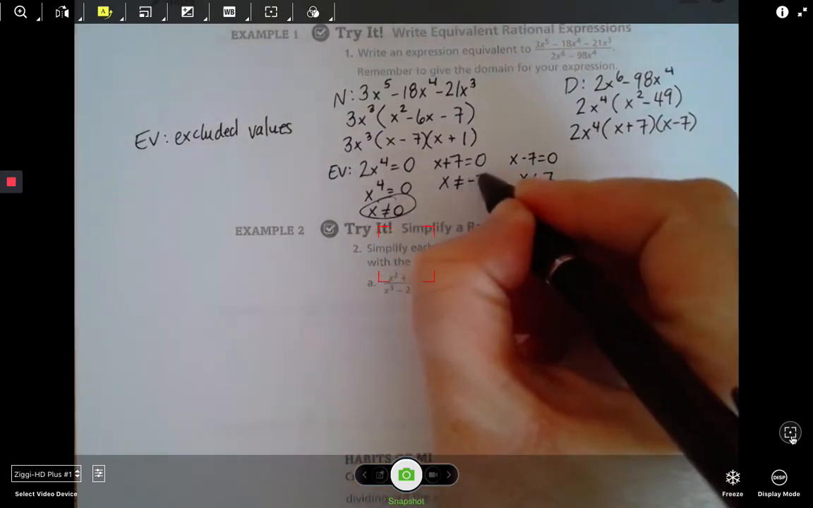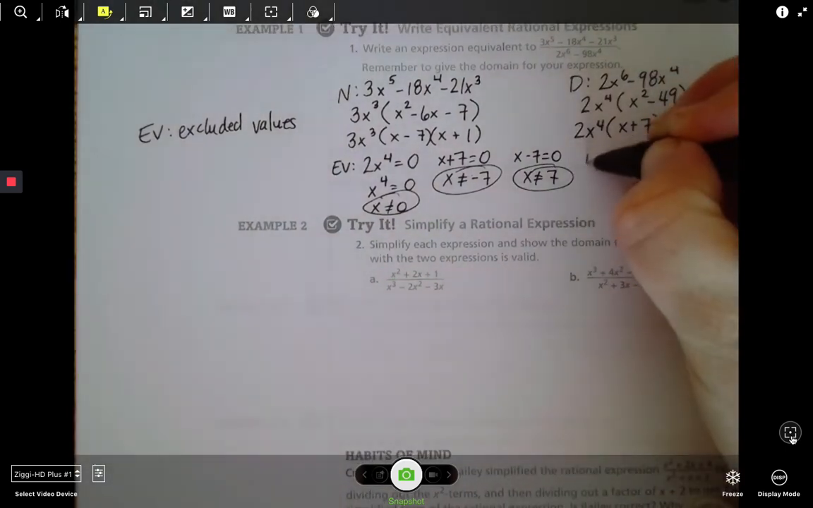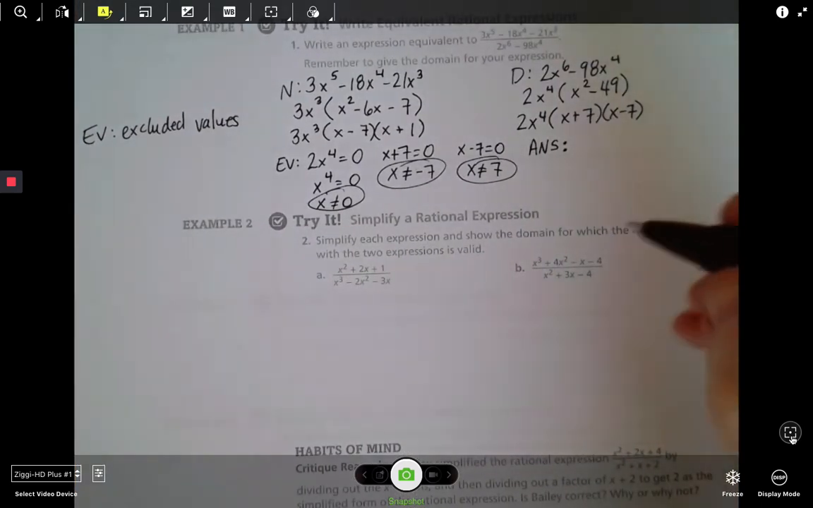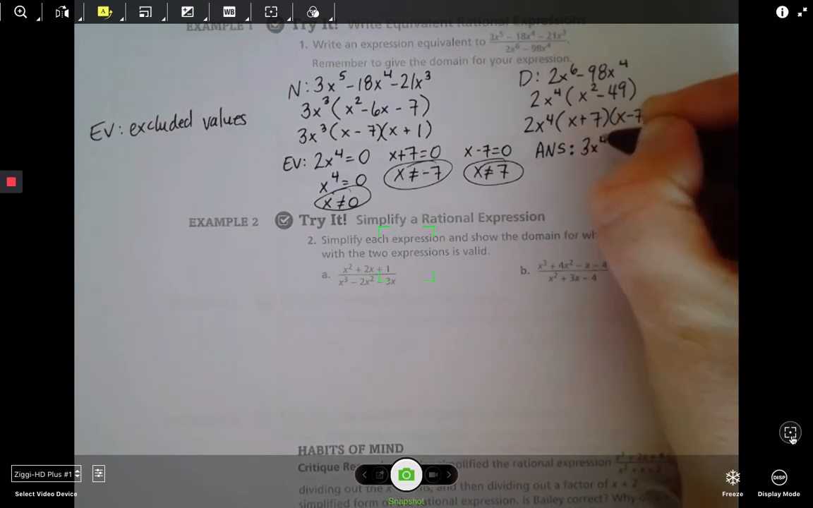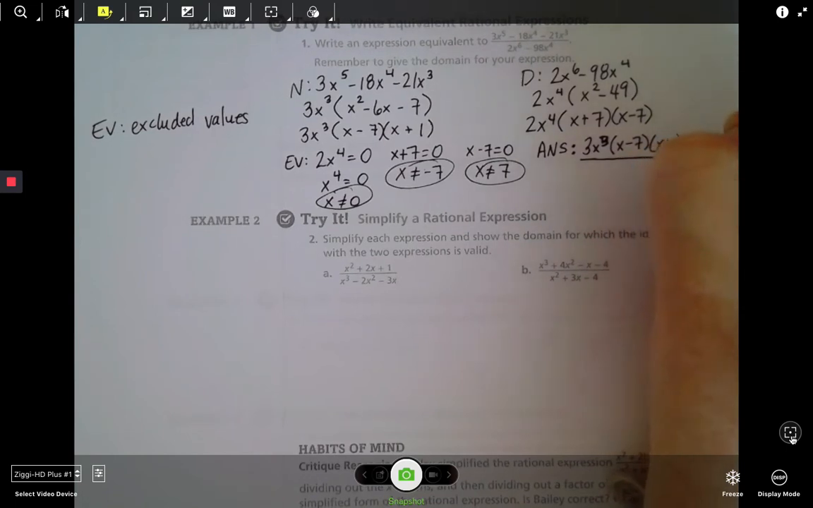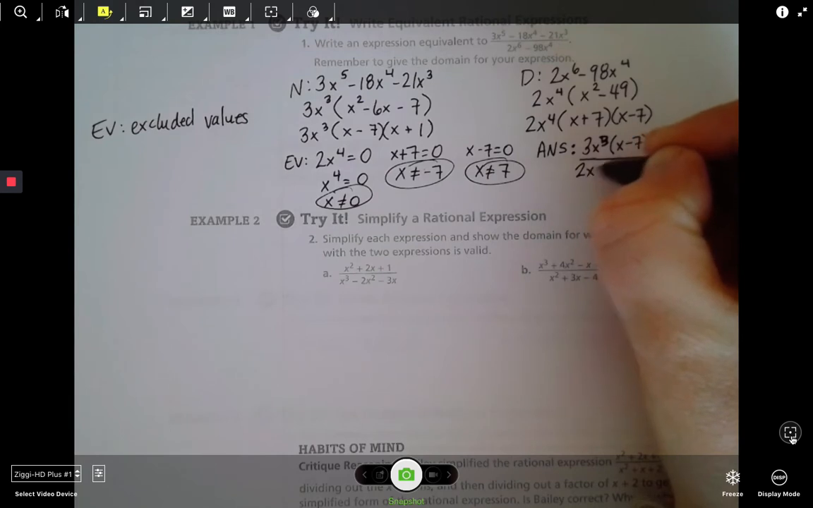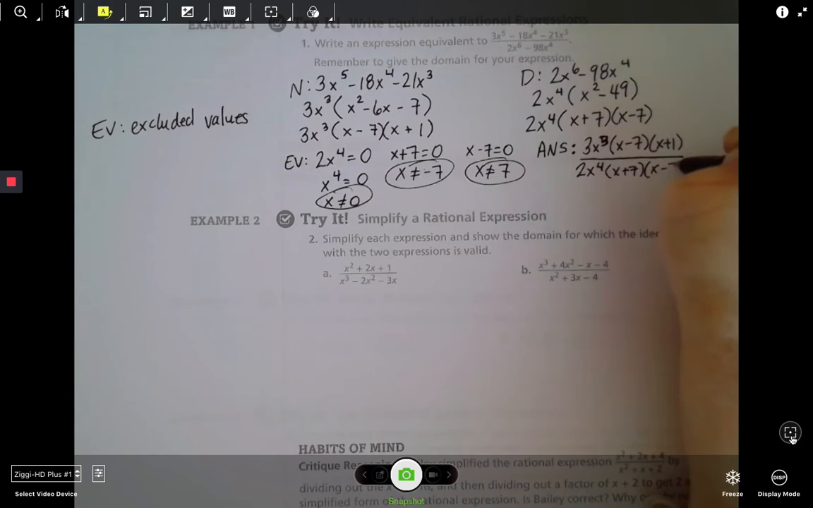I'm going to come back to these. I don't need to forget them. But we still don't have an answer. How do we get an answer? Well, A&S, y'all know what that stands for, right? Answer. I'm going to rewrite my numerator, 3x to the third times x minus 7 times x plus 1, over my denominator that I factored out, 2x to the fourth times x plus 7 times x minus 7.